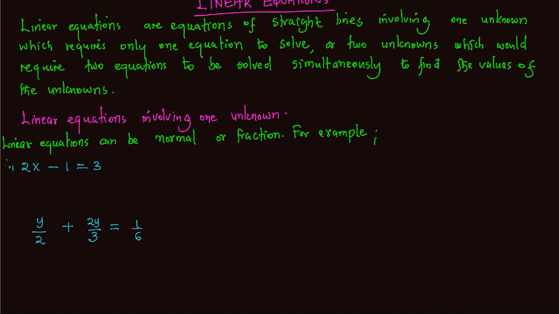Linear equations involving one unknown. Linear equations involving one unknown can be normal equations or fractions. For example, 2x minus 1 is equal to 3. This is a simple linear equation which we can solve by adding 1 to both sides of the equation, and we get 2x is equal to 3 plus 1. 2x is equal to 4, and this implies that x is equal to 2.